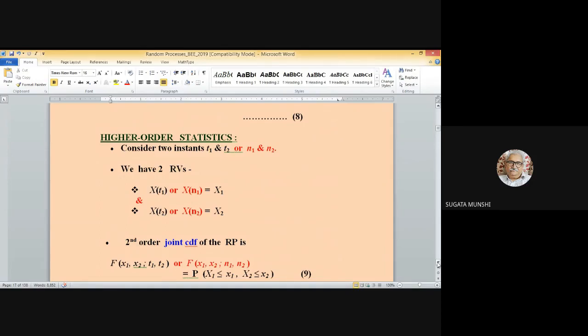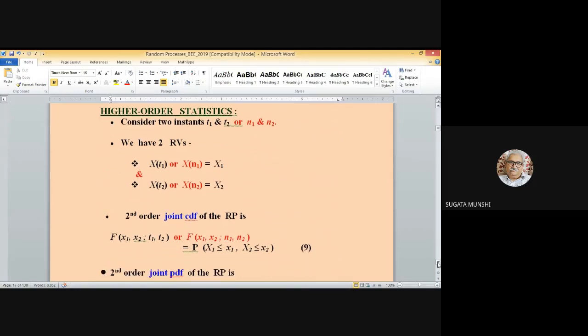So for higher order statistics, we start with two instants of time. We have frozen our attention to two instants of time T1 and T2 for the continuous time random process, or small n1 and small n2 for the discrete time random process. Thus, we have two random variables, xt1 or xn1 represented by x1, xt2 or xn2 represented by x2. Therefore, equation 9 gives the second order joint cumulative distribution function.